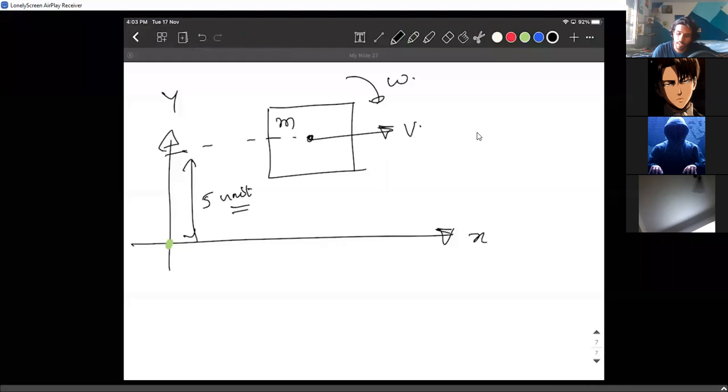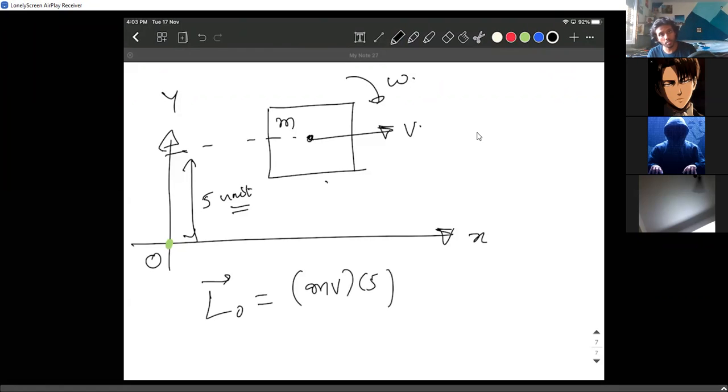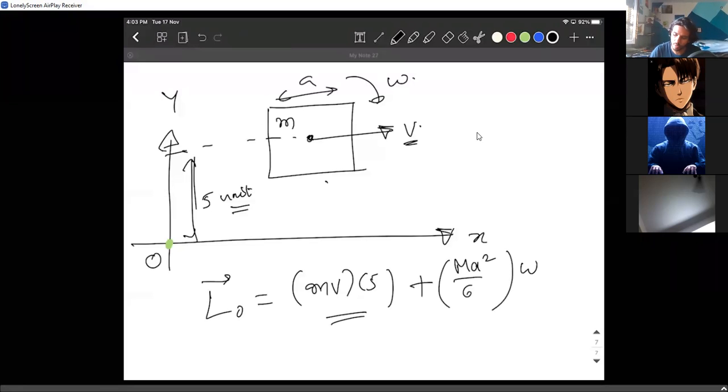First of all, all I need to do is, L about the origin O is, first of all, m into V into 5 units, simply considering that as a point mass. So m into center of mass velocity V into perpendicular distance 5, plus what is the moment of inertia of a square plate? It is ma square by 6 as far as I remember. So that needs to be given: ma square by 6 into omega. This is the angular momentum of the body.